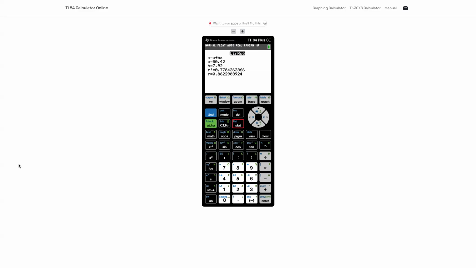Adyan, are you understanding? So this is how you find the correlation coefficient.